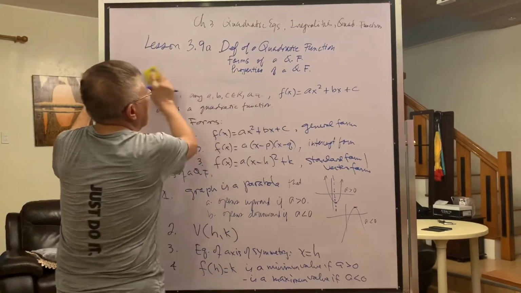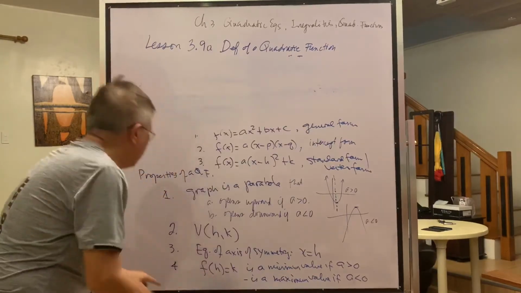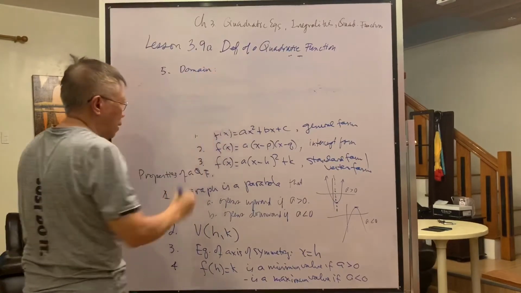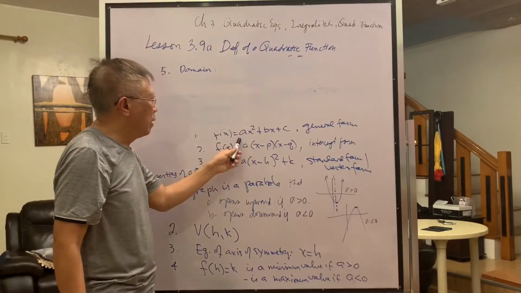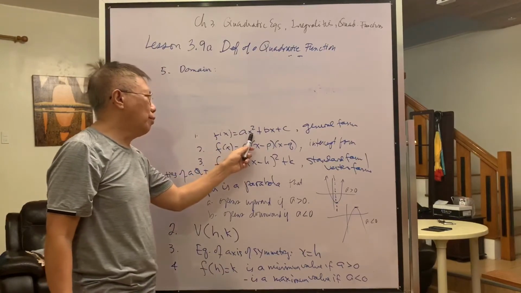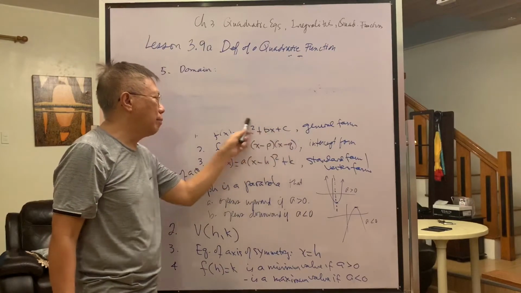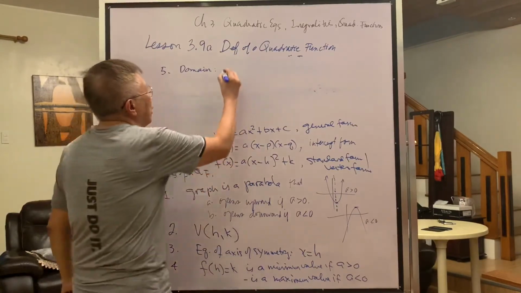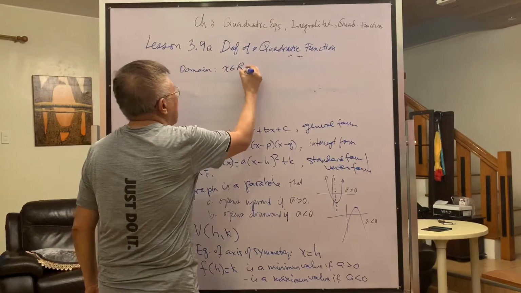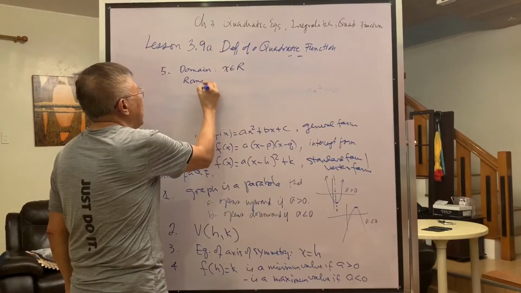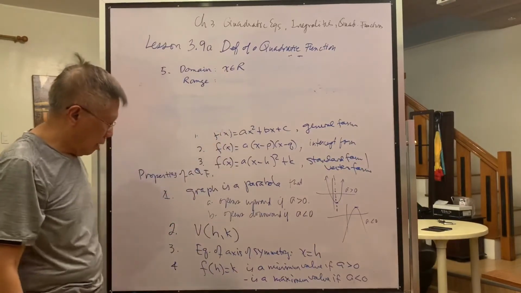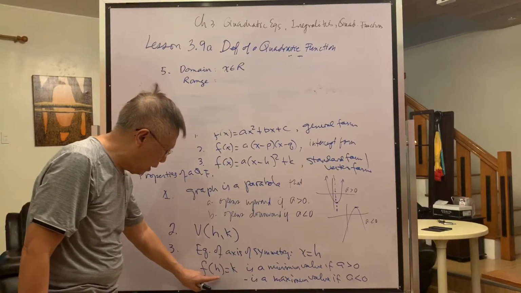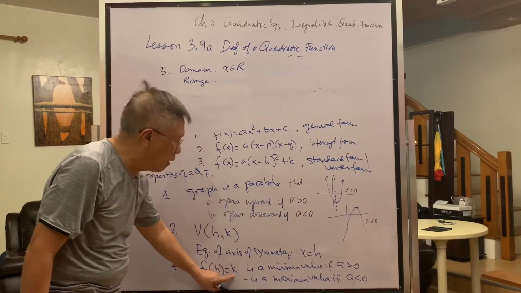Erase this now. I can now discuss the domain and the range. If you look at this equation here, there's no value of x that's excluded. That means here x is element real. So for any quadratic function, your domain is x element real. However, the range is based on the value of the function at h, which equals k.